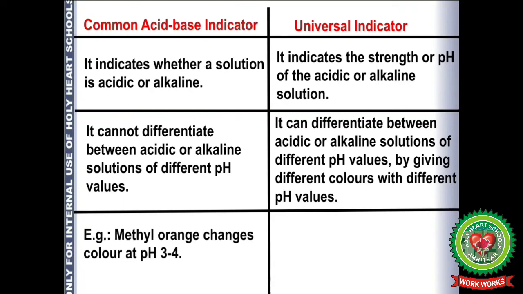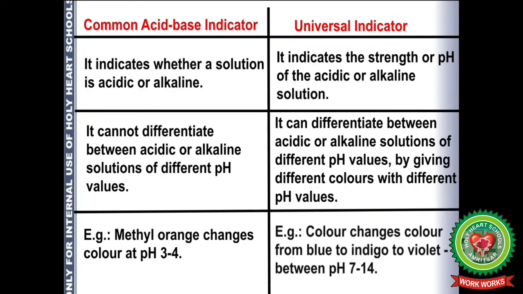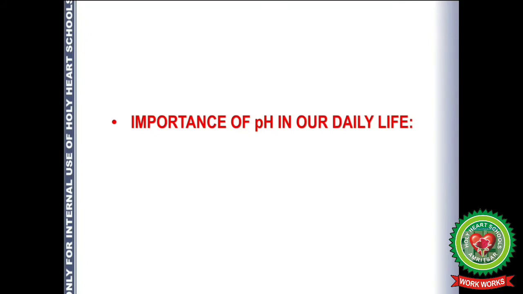An example can be methyl orange, which changes color at pH 3 to 4. We know that in acidic solutions, methyl orange gives pink color, but in basic solutions, it gives yellow color. But it won't differentiate between any pH. When we take the example of universal indicator, the color changes from blue to indigo to violet from pH 7 to 14. And when we go from pH 7 to 1, there is also a different color change, which we have seen in our previous case.